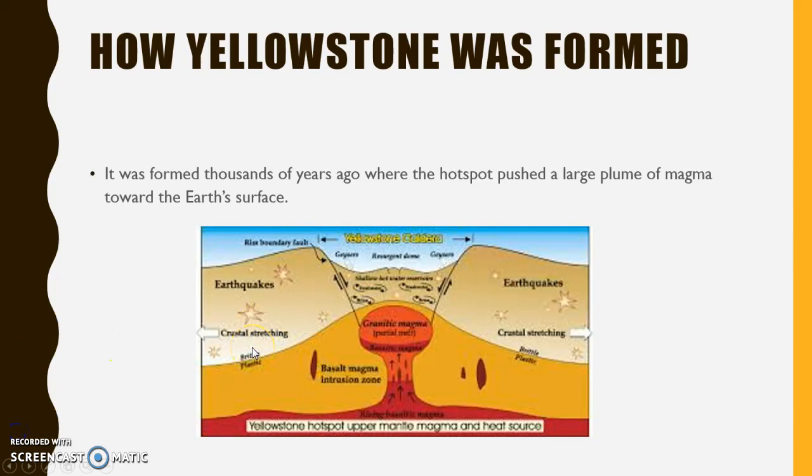Alright, so the way Yellowstone was formed, it was formed 600,000 years ago where the hotspot pushed a large lump of magma toward the Earth's surface. The way I see it is like a pimple, where underneath it's been there for a very, very long time. It could pop, but it hasn't popped in over thousands of years.